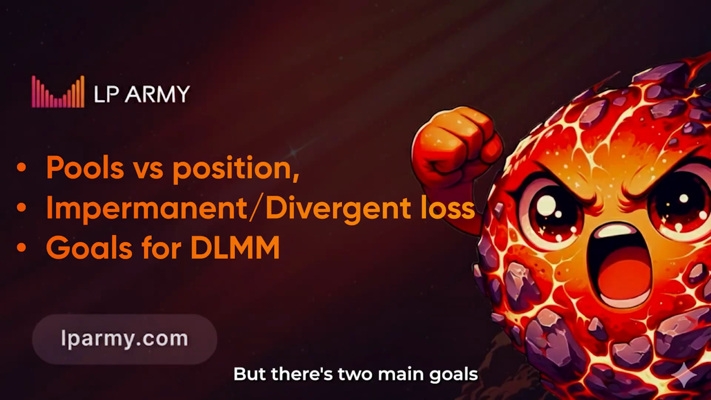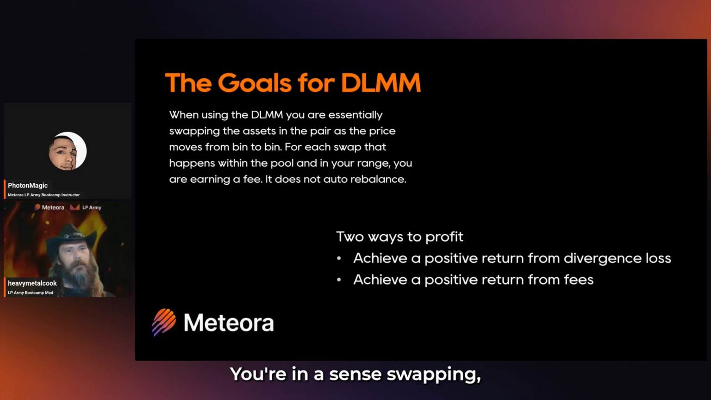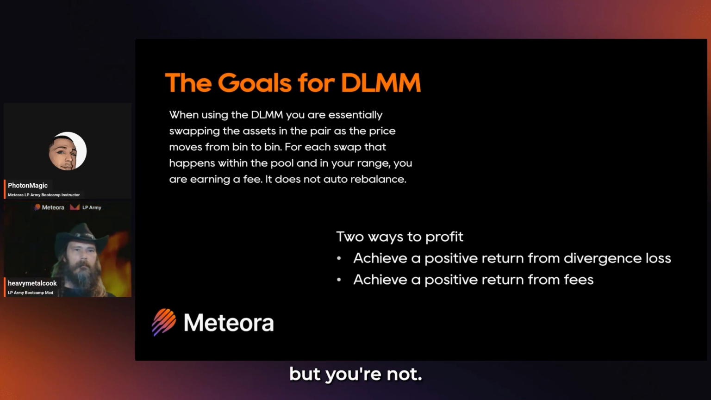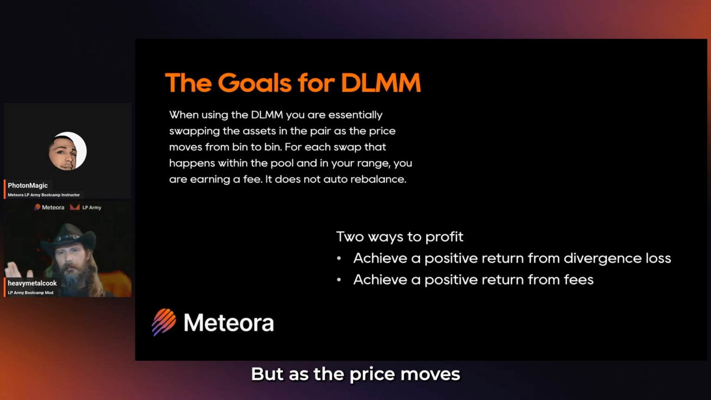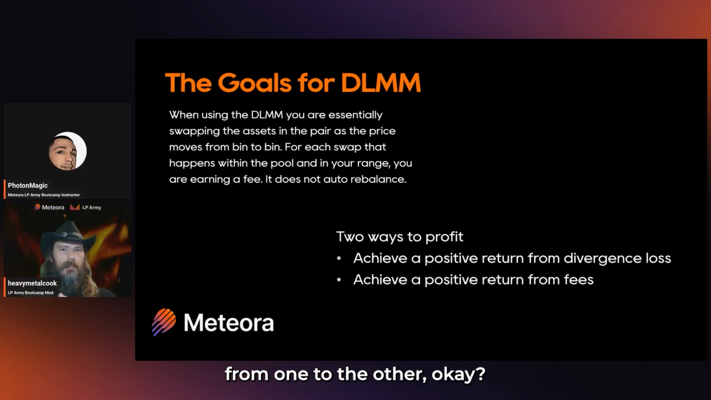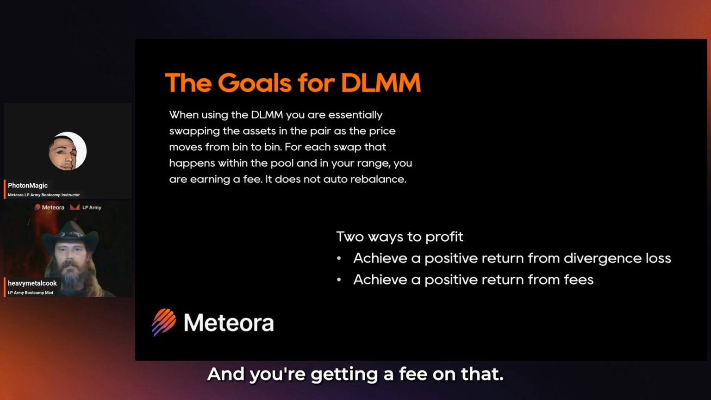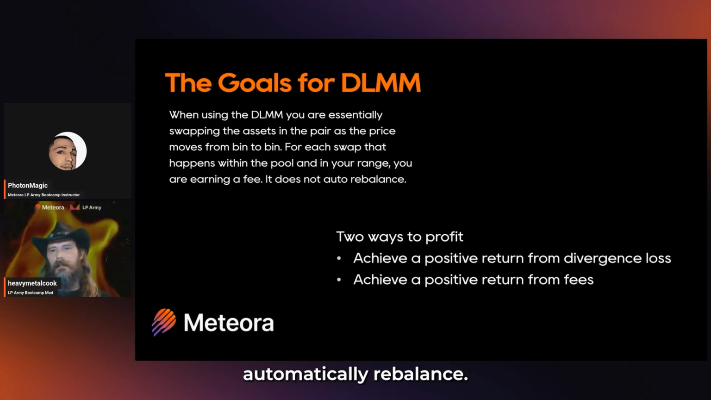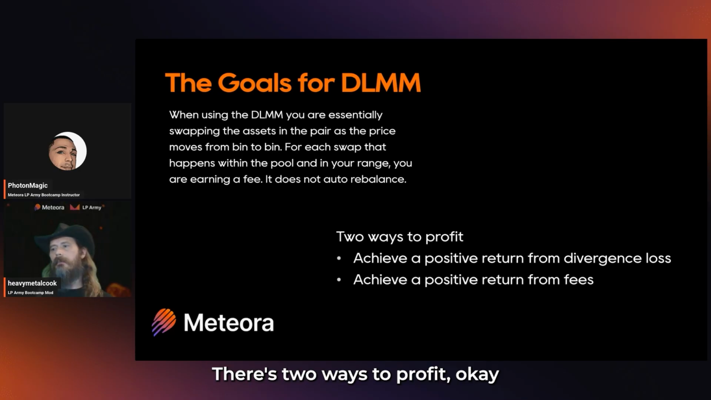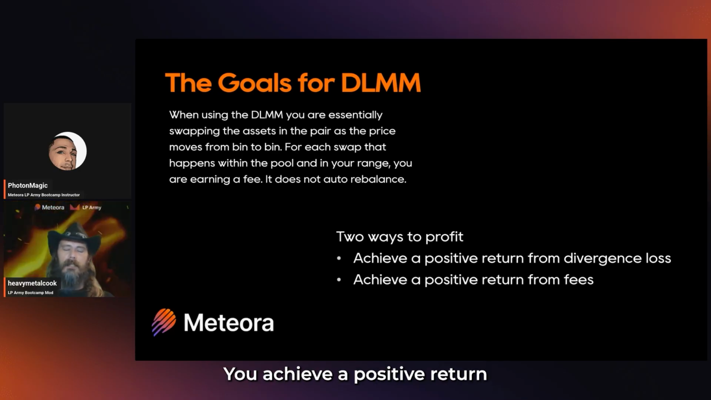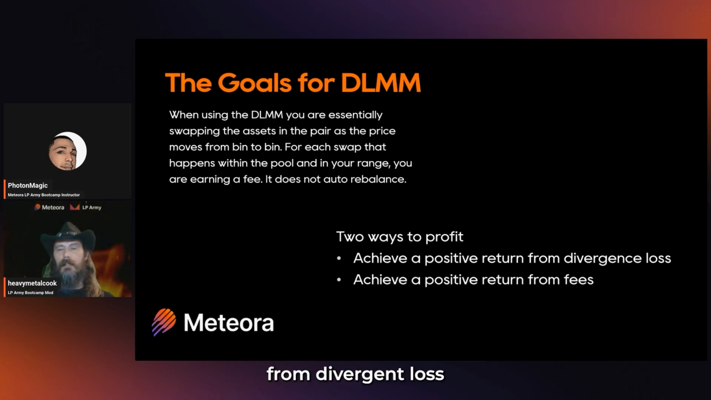But there's two main goals for the DLMM. You're in a sense swapping, but you're not. As the price moves from bin to bin, your assets are being changed from one to the other, okay? And you're getting a fee on that. It doesn't automatically rebalance. There's two ways to profit, okay? You achieve a positive return from divergent loss or a positive return from fees.